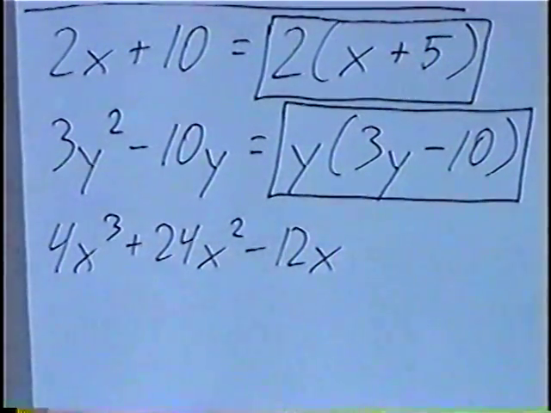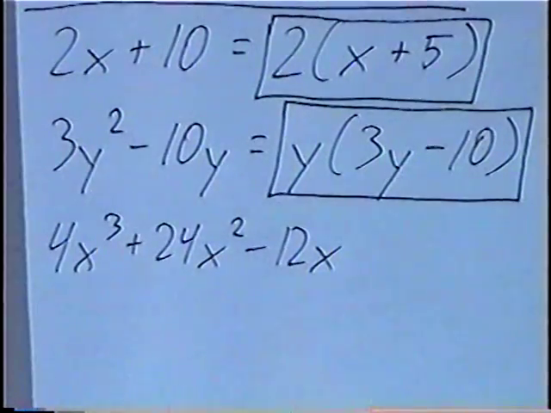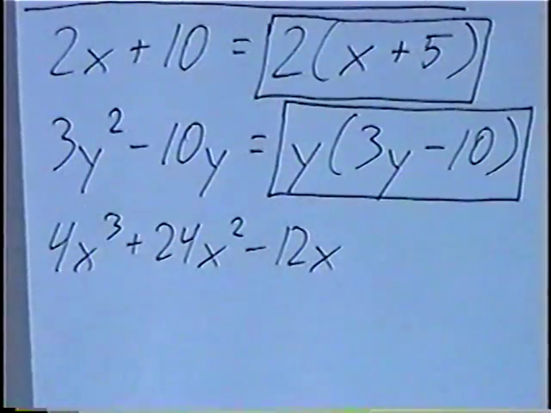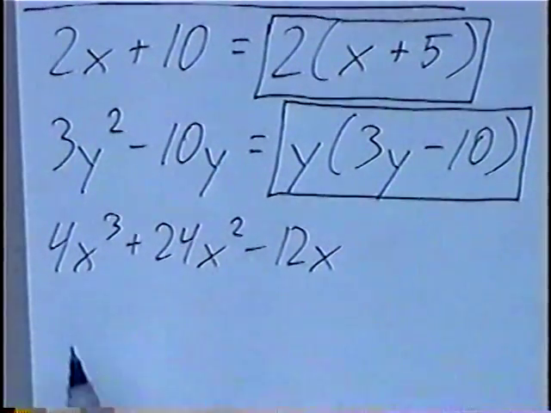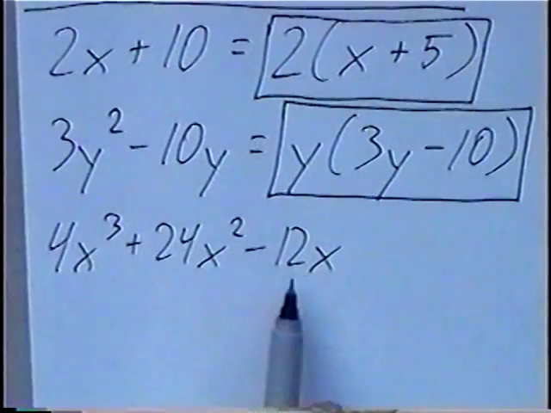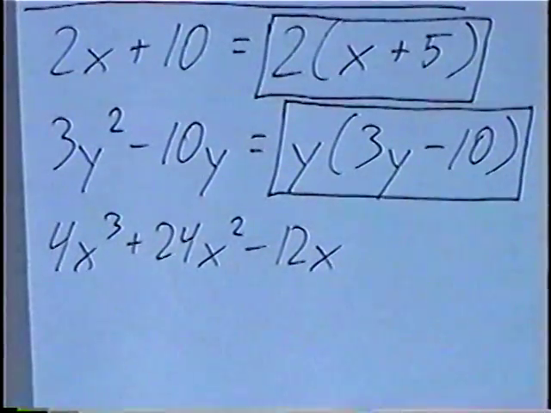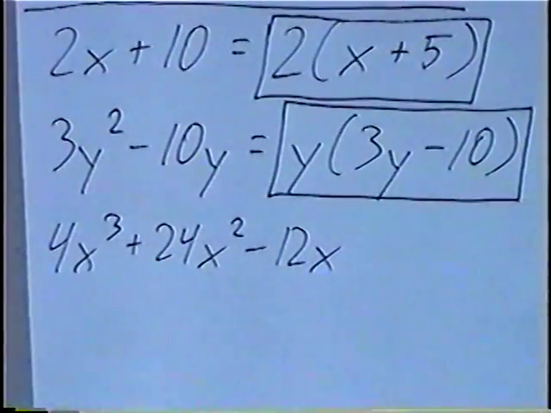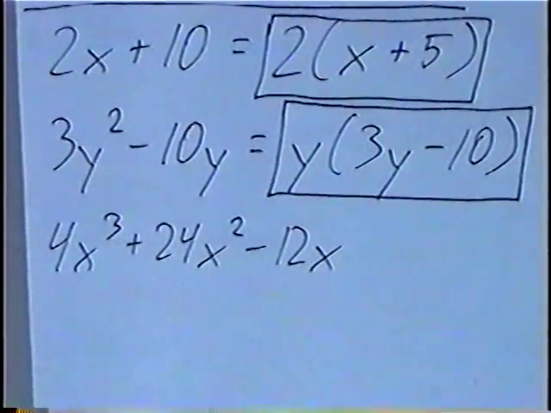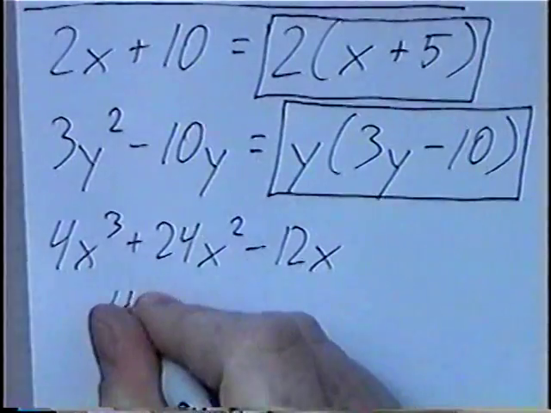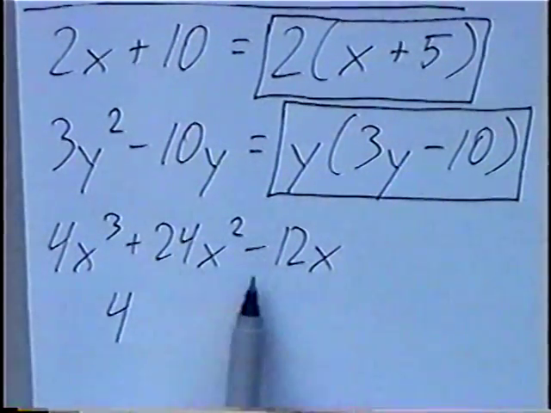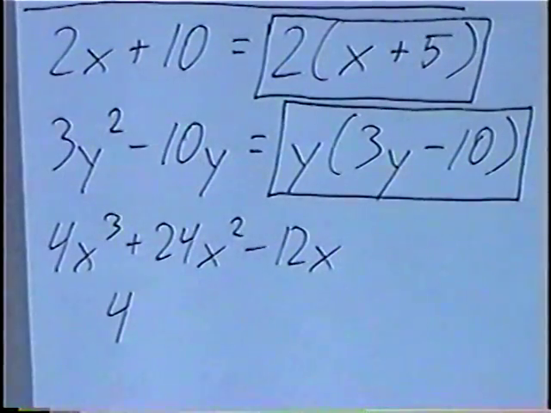This time we have a trinomial with three terms or three numbers. The greatest common factor again will be the biggest number or biggest term that divides into all three. Looking at the numbers first, we have a 4, 24, and negative 12. 2 divides into each of these, but the biggest number that divides into 4, 24, and 12 would be 4. And again, the greatest common factor is the biggest number that divides into all three.